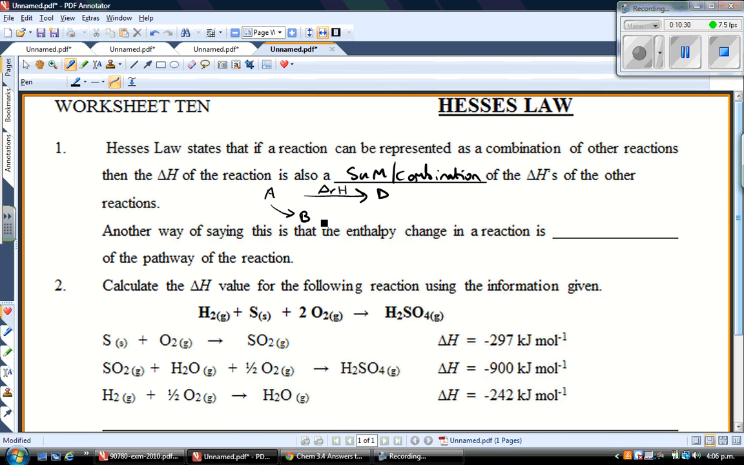So if you went from A to B, and then from B to C, and then from C to D, and you add up the enthalpies for each of those steps, so we call that enthalpy 1, enthalpy 2, and enthalpy 3, Hess's law states that the enthalpy for the reaction from A to D, that energy change per mole, would also be equal to simply adding up the enthalpy changes for each of the constituent steps, A to B to C to D. So enthalpy 1 plus enthalpy 2 plus enthalpy 3. Another way of saying this is that the enthalpy change in a reaction is independent of the pathway of the reaction.